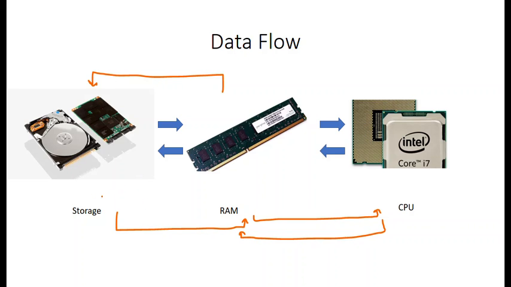So as you can see, data goes from storage to RAM to CPU, from CPU back to RAM, and then possibly to storage, depending on whether the user wants to save the data permanently or not.